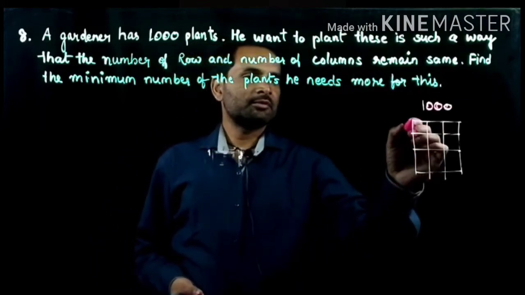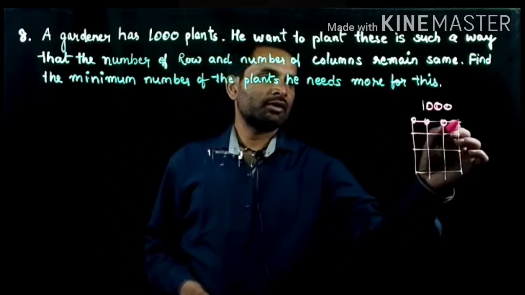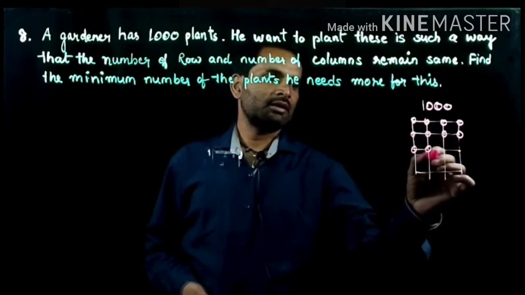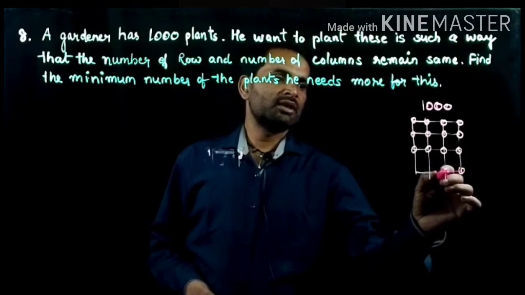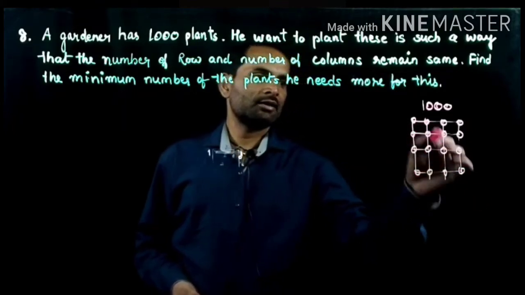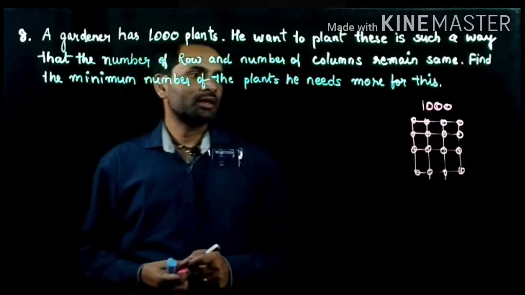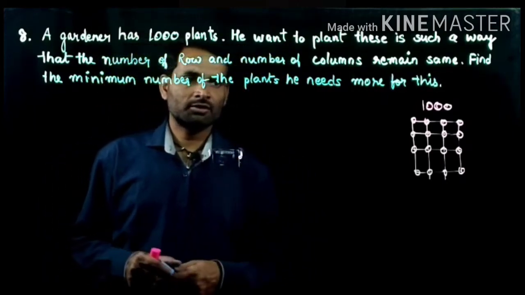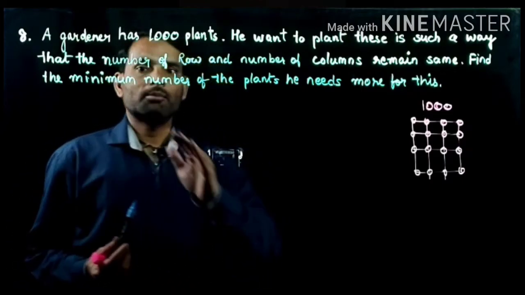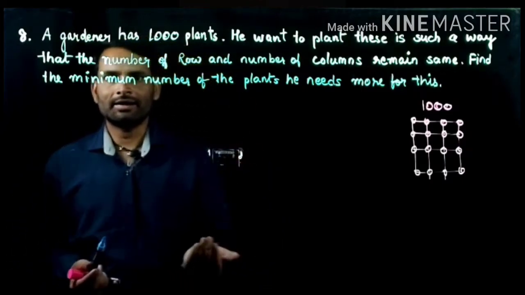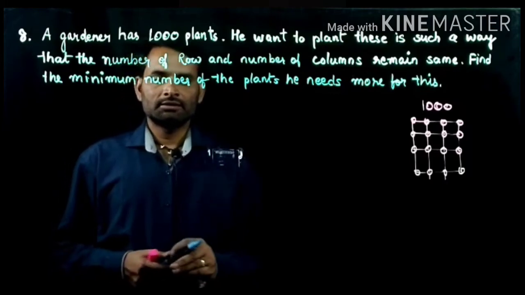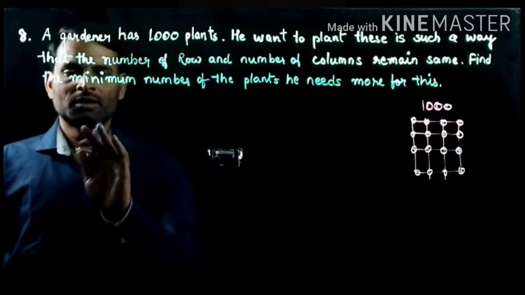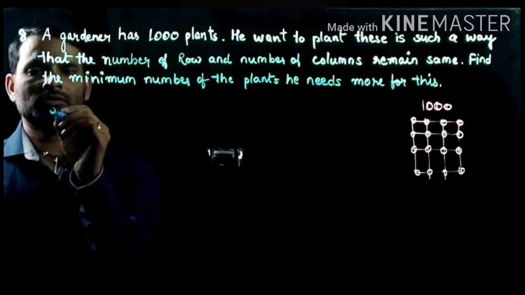The 100 plants will be planted in square form. The number of rows and the number of columns are the same, and how much minimum number will be required so that the whole will be planted in square form. More means add. Add means your remainder is negative. Let us solve that.